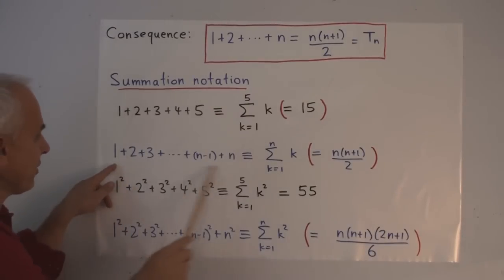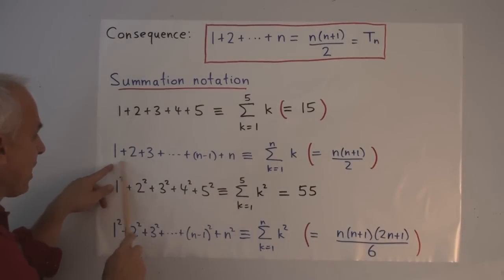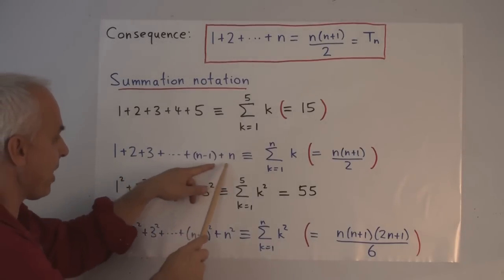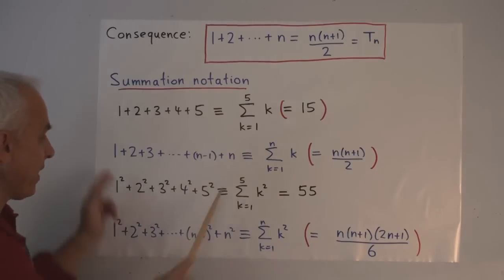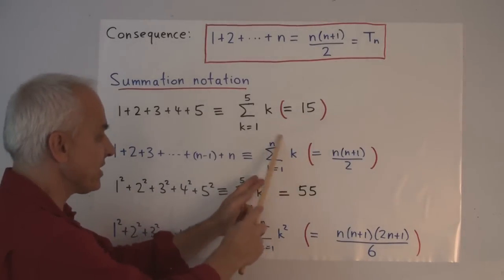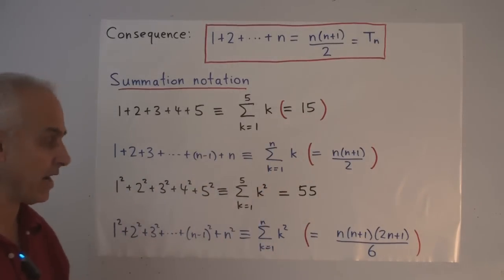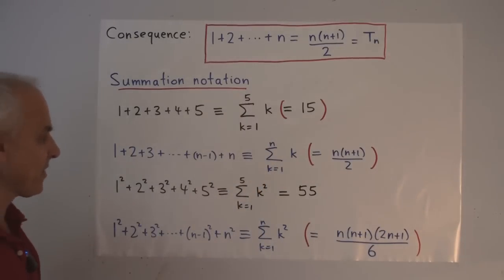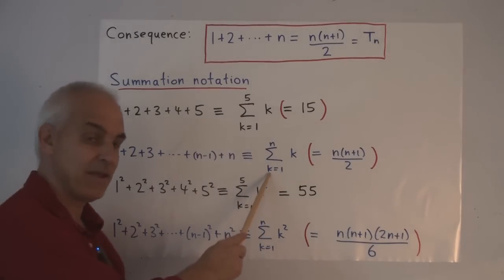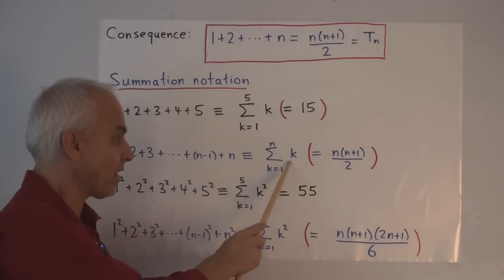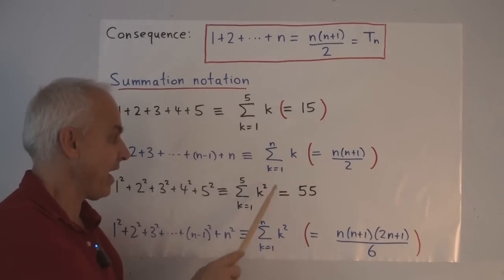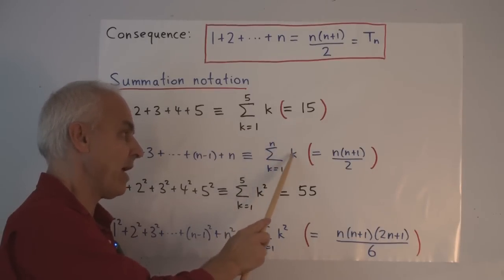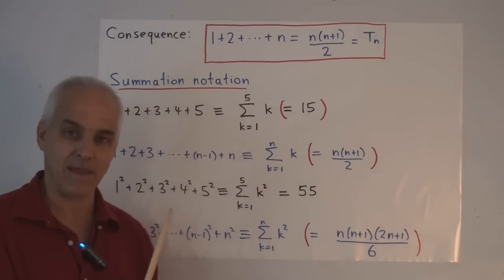Here's a more general example. The sum of all the numbers from 1 to n. 1 plus 2 plus 3 plus 4 all the way up to n minus 1 and up to n. That sum is now represented in the summation notation by this sign. The sigma, that stands for sum. This index k is telling us what, first of all, we're summing and what the range of summation is. k is running from 1 to n, and we're summing k.